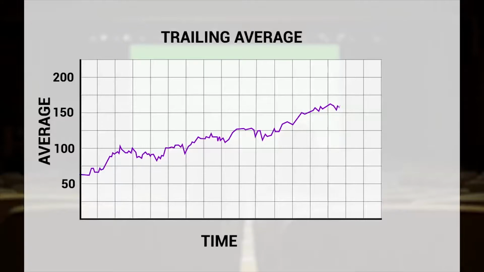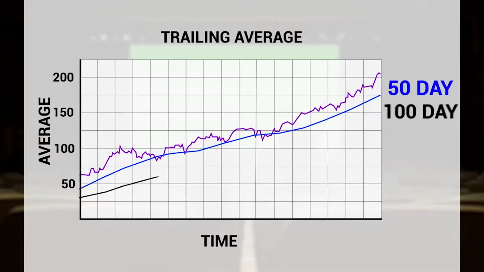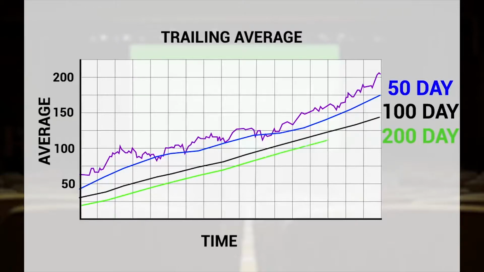Here's a chart. Here's a set of trailing averages. 50-day, the blue line there, 100-day, the black line, and 200-day, the green line there. Note that we say trailing average. Why trailing? Well, people, we lost our crystal ball. Yeah, Warren, we know you took it.